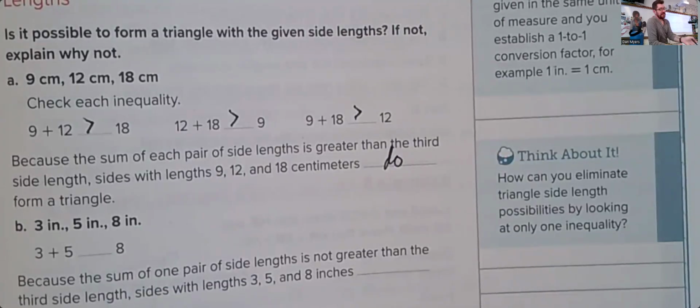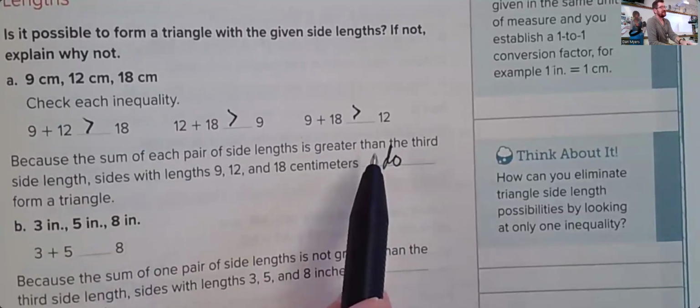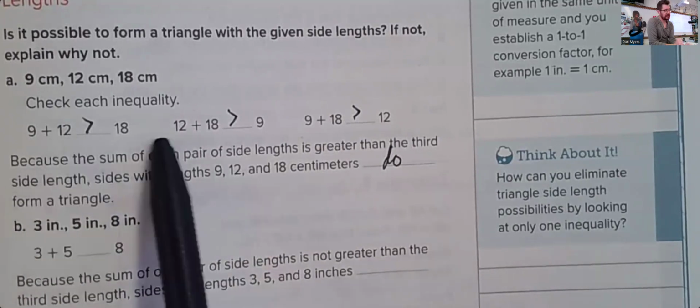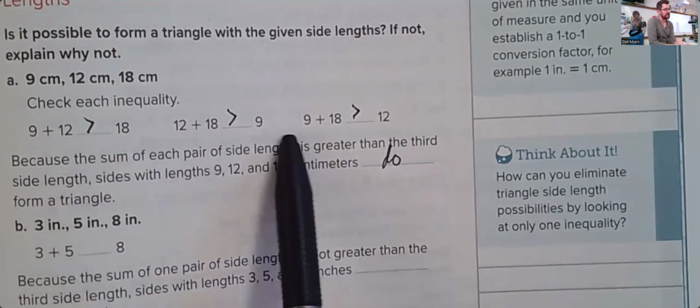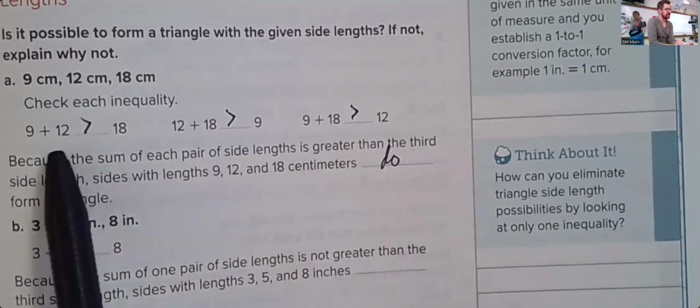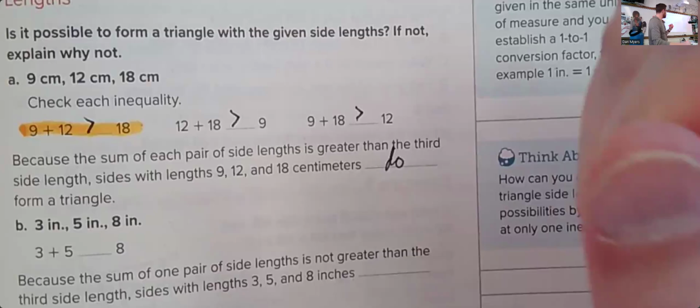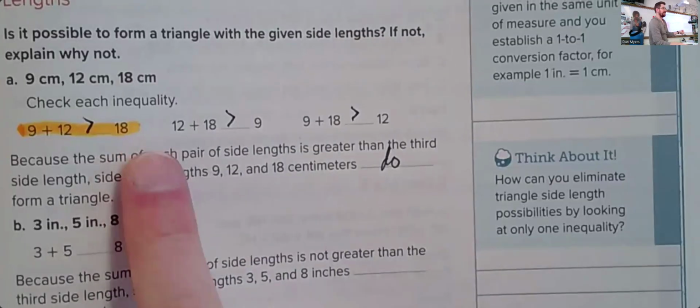Now, this was overkill. You don't need to test all pairs of possibilities. The only ones that you actually need to test are, which ones do you think? Which ones do you think would be the most important to check? Which one of those three is really the only one that we need? The first one. How come? Yeah, 18 is the longest, is the biggest number out of those three.